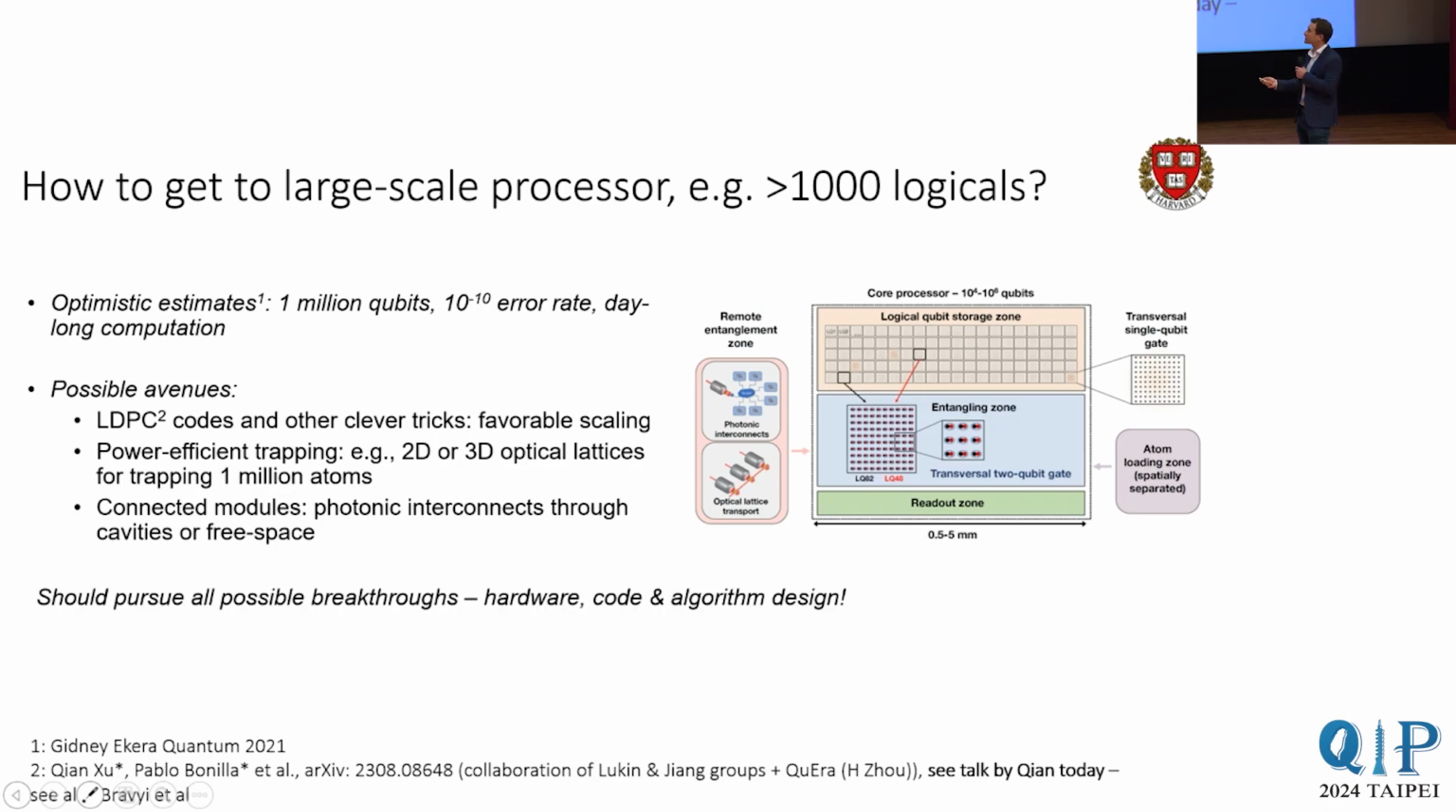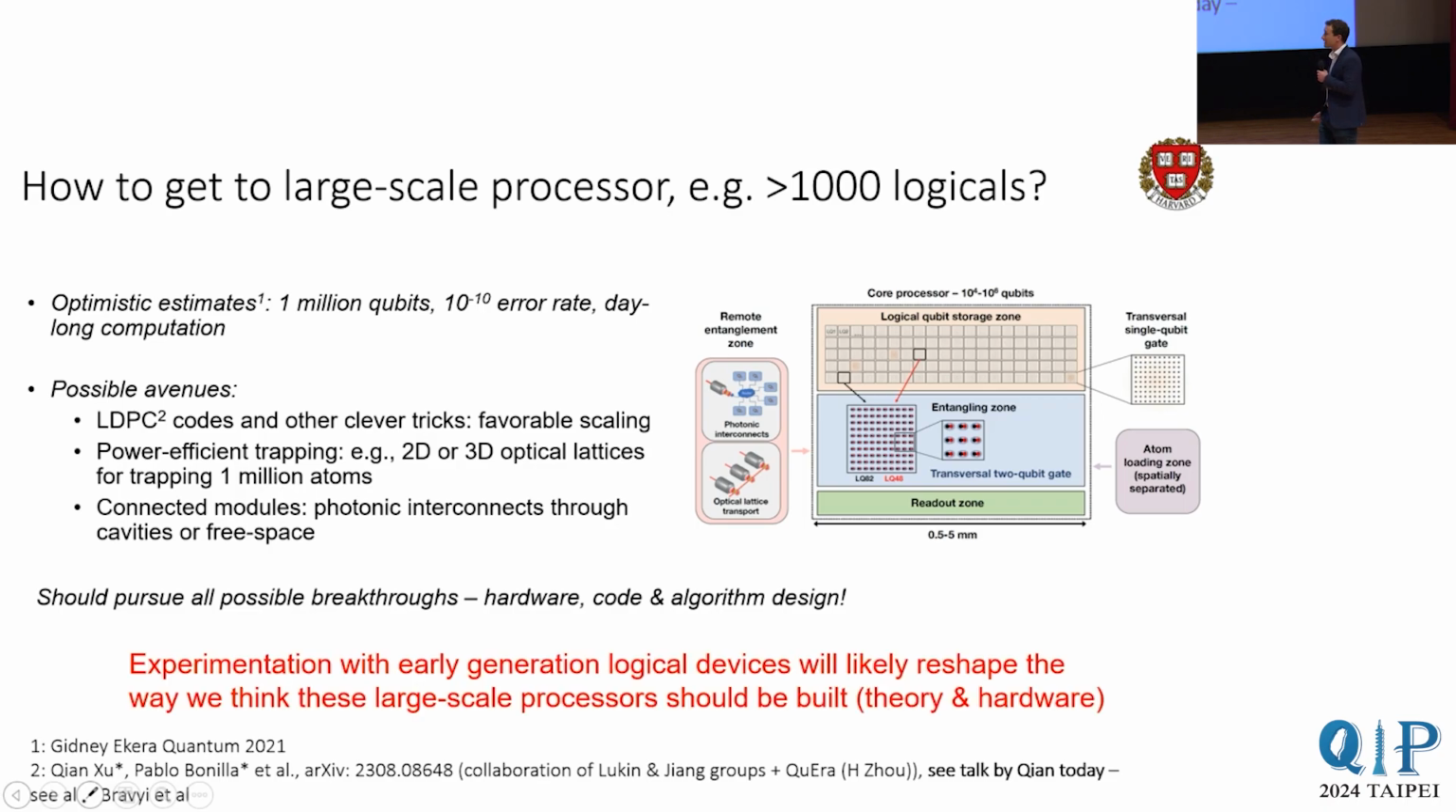But the reason I want to emphasize that it's not completely solved is that we should really at this scale be pursuing all possible breakthroughs that we can get, both from the hardware but also from the code and algorithm design, and get as many factors of 5 or 10 as we can. And at least in my personal belief, the experimentation that we do in the coming years with these early and medium generation error-corrected devices will likely reshape the way that we think these large-scale logical qubit devices should be built.